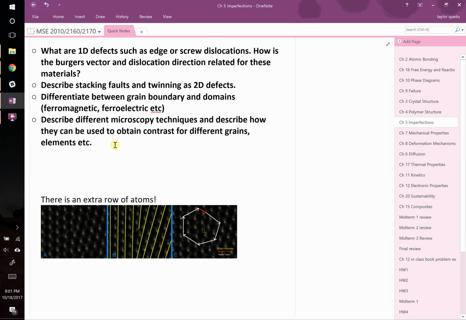The learning objectives for today are to finish talking about one-dimensional defects, such as edge and screw dislocations. We'll talk about two-dimensional defects, like stacking faults and twinning. We'll then differentiate between grain boundaries and domains, and finally, we'll describe some of the microscopy techniques that are available to analyze these sorts of defects in materials. And then the second half of class will be starting Chapter 7, and we'll describe the learning objectives then.